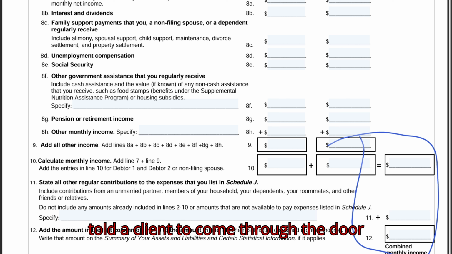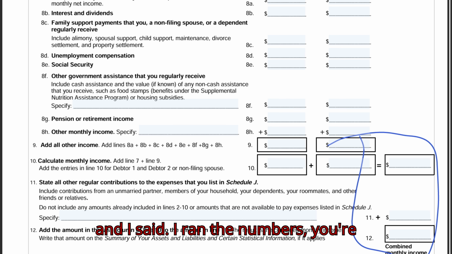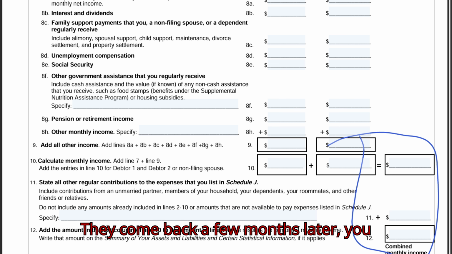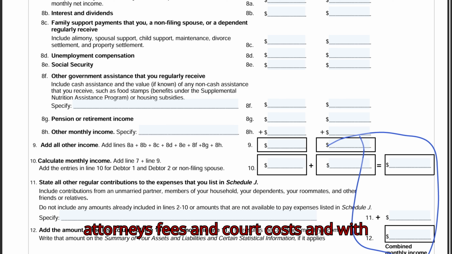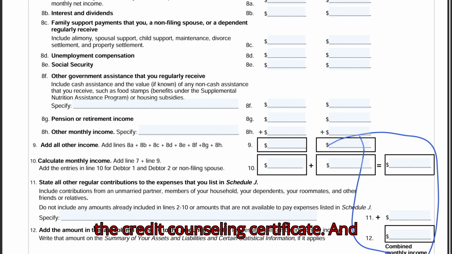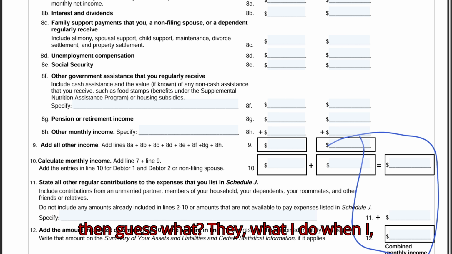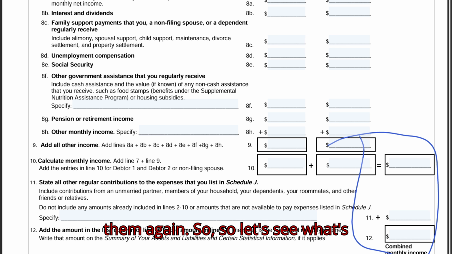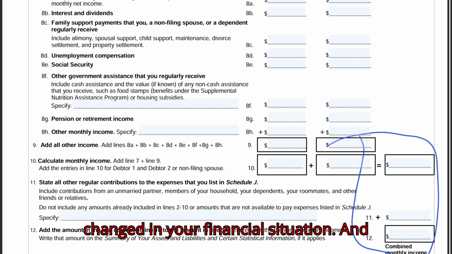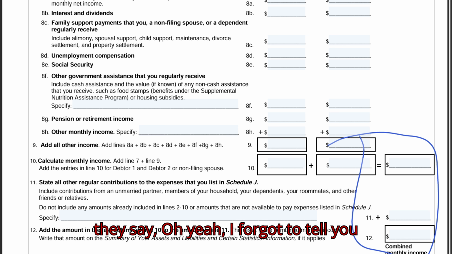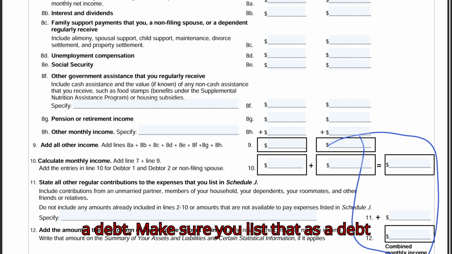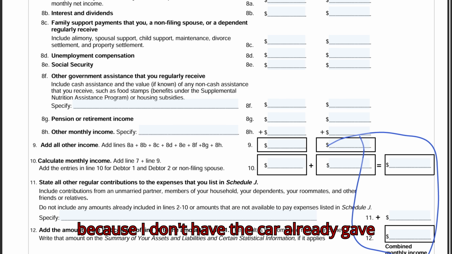I've had plenty of times where I tell a client who comes through the door, I ran the numbers, you're good to go, you qualify for Chapter 7. They come back a few months later to finish paying off their attorney's fees and court costs, and with the credit counseling certificate. And then guess what I do when they make that final payment? I review everything with them again. I say, let's see what's changed in your financial situation. And they say, oh yeah, I forgot to tell you, my car payment, I don't want that car anymore. I got rid of that car. So that's a debt. Make sure you list that as a debt because I don't have the car. I already gave it back to the lender.